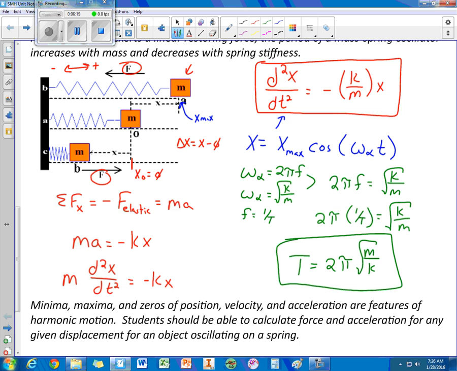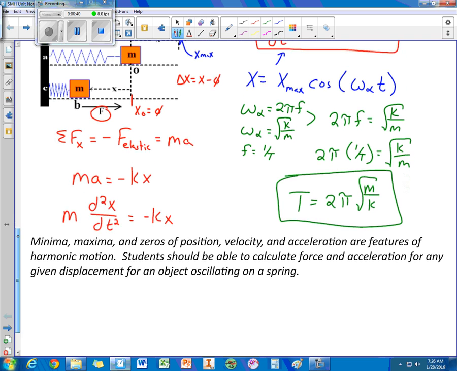And this gives me a model that calculates the period for this mass-spring system. So this measures how many seconds it takes to go from this point right here all the way over and then back to its starting point.